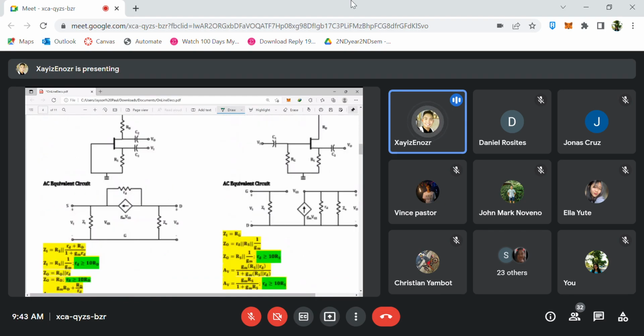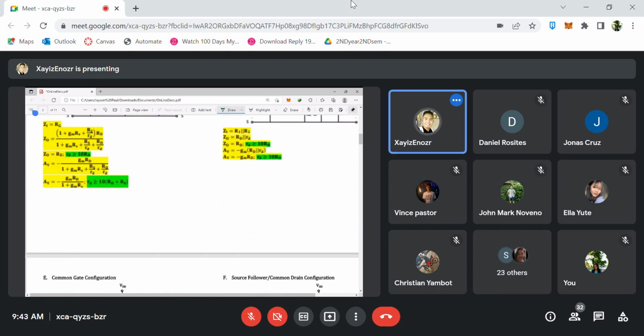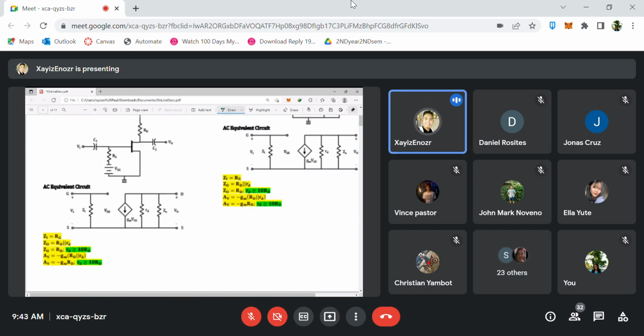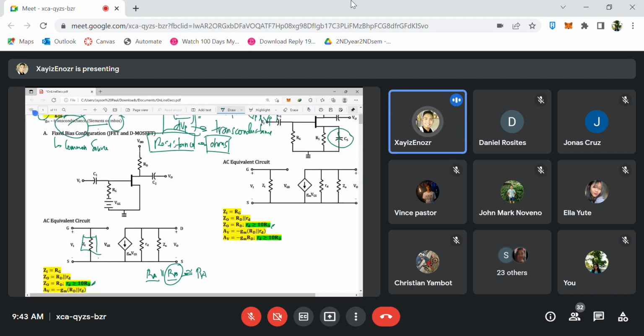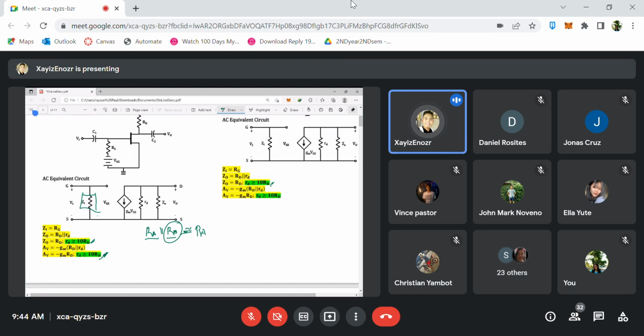So, remember that for common source, okay? Common source, our input is at the gate. Therefore, the input impedance is RG. Then the output impedance is RD parallel with the drain dynamic resistance. So when the drain dynamic resistance is 10 times larger than the drain resistance, you can just simply use our drain resistance as the output impedance. Then the voltage gain is negative GM multiplied by RD.